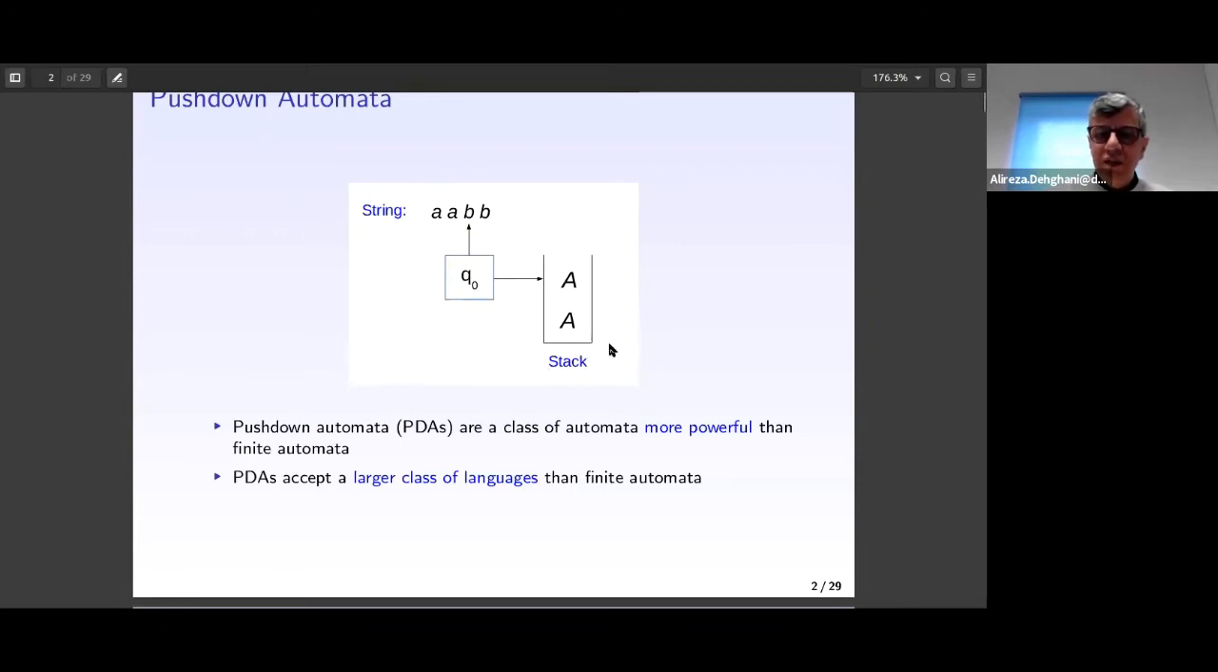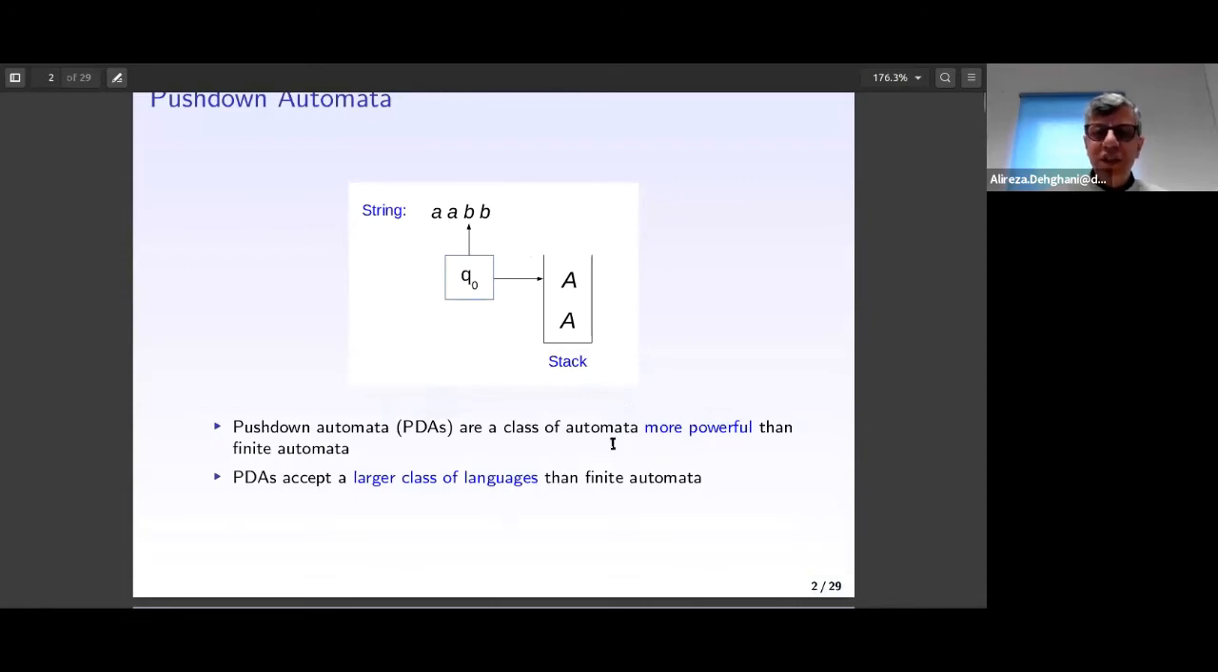Pushdown automata has something more than the finite state machines. What is that? That's the stack. That's the kind of memory that we use alongside what we already had in the finite state automata. So pushdown automata, which are called PDA, are a class of automata more powerful than the finite automata, and that power comes from the stack. When we say it is more powerful, what does it mean? It means PDAs accept larger classes of languages than the finite automata.